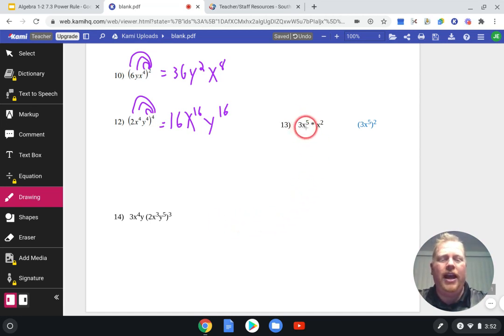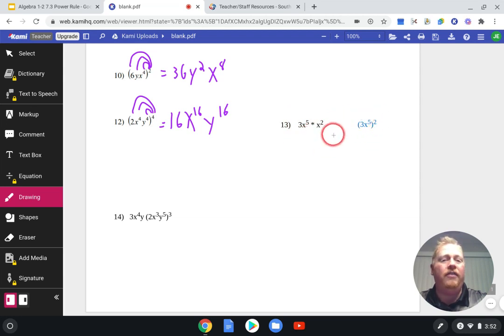So here I'm noticing I don't have parentheses with an exponent on the outside. That's a dead giveaway that you're not going to use the power rule. Now over here written in blue, I sure enough do. I've got parentheses and an exponent outside the parentheses. I'm definitely going to use the power rule here.